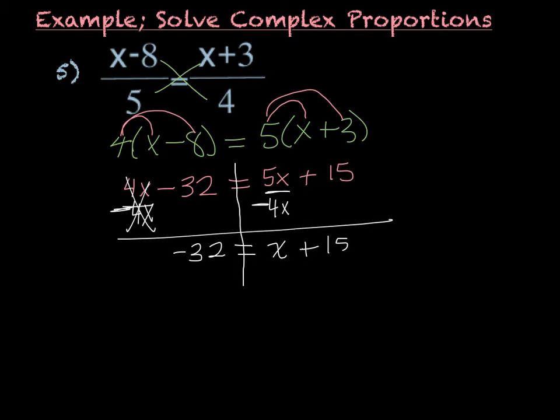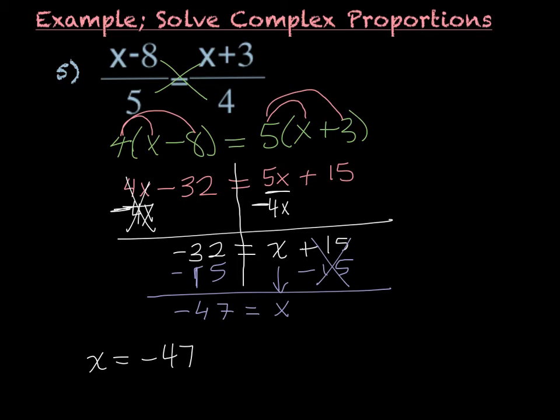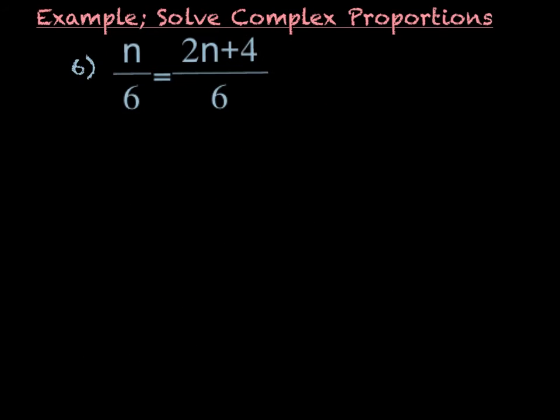And now I have to get the 15 over with the 32. So I have to subtract 15 from both sides, giving me negative 32 minus 15, which is negative 47, equals x. So my final answer is just x equals negative 47. Final answer. In example 6, we have n divided by 6 equals 2n plus 4 divided by 6.